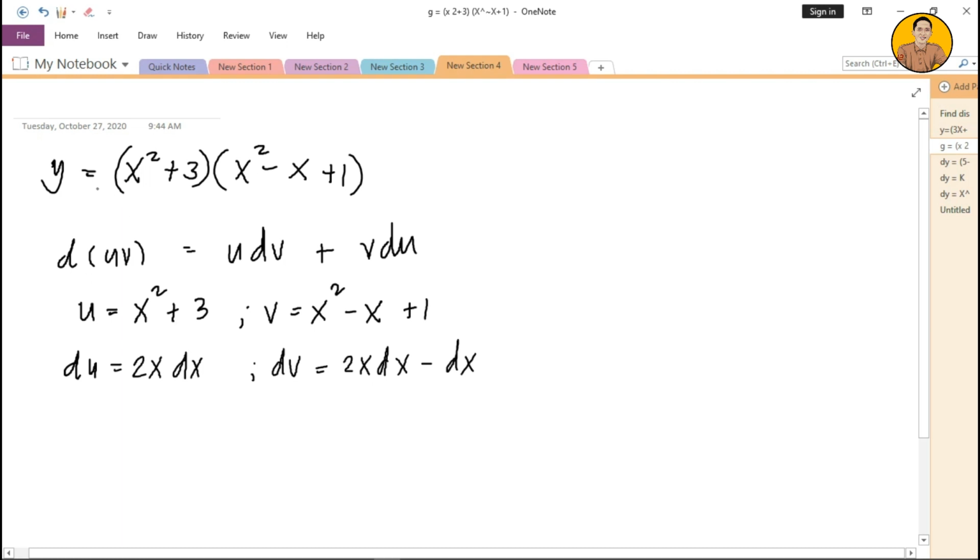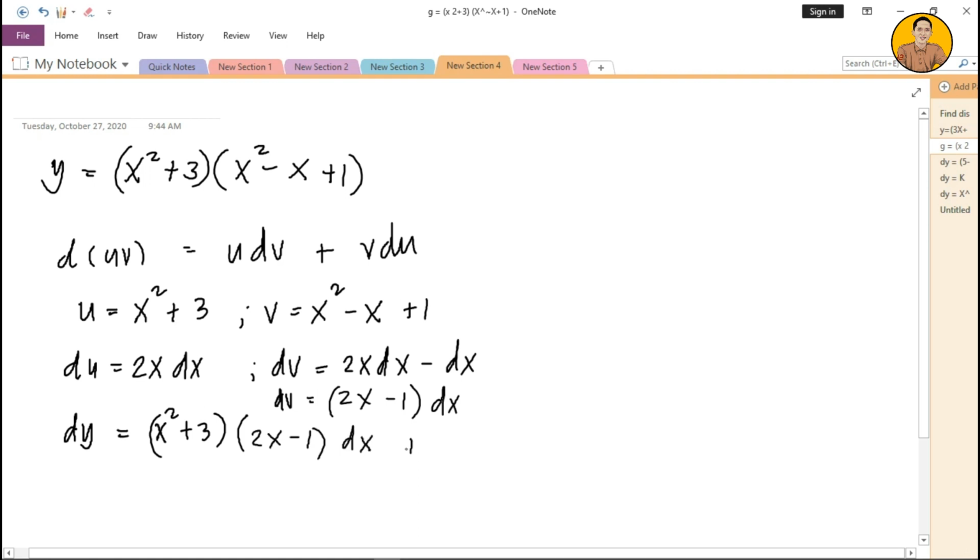So this uv here is y. So the differential of y equals, so u, substitute this, we have here x squared plus 3. Then the differential of v is 2x. So ito, i-simplify natin siya. So dv here is the quantity 2x minus 1 times the differential of x. So finactor out natin yung dx. So this is dv, 2x minus 1 times the differential of x.